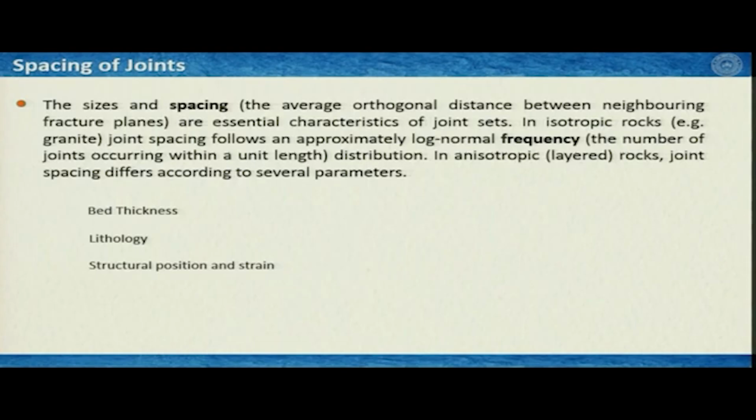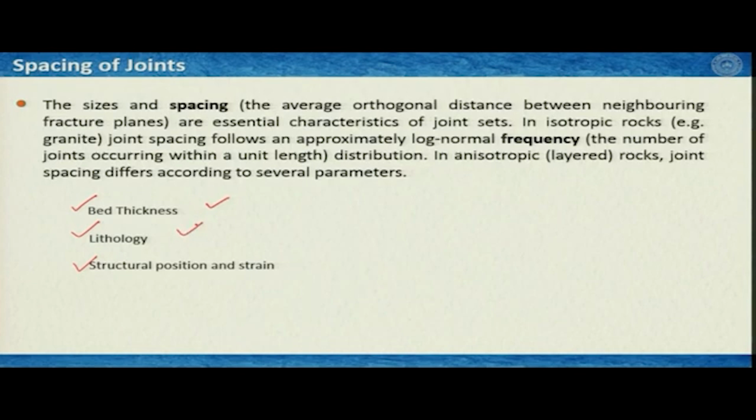Now, spacing of the joints, as we are talking about, what controls the size and spacing. So, that means the average orthogonal distance between neighboring fracture planes is an essential characteristic of joint sets. In isotropic rocks, for example granites, joint spacing follows an approximately log normal frequency distribution of the number of joints occurring within a unit length. In anisotropic layered rocks, joint spacing differs according to several parameters, and these parameters are mostly controlled by bed thickness, lithology and structural position along with the strain. Bed thickness we will see soon, lithology as well.